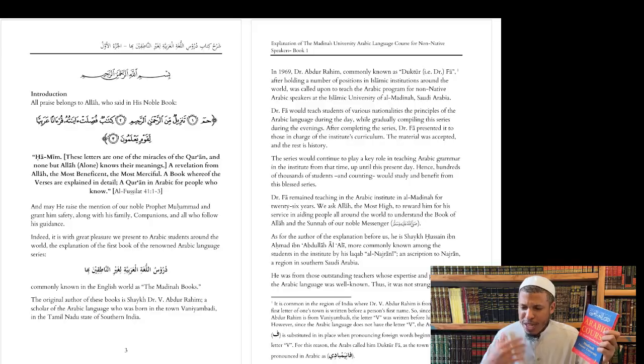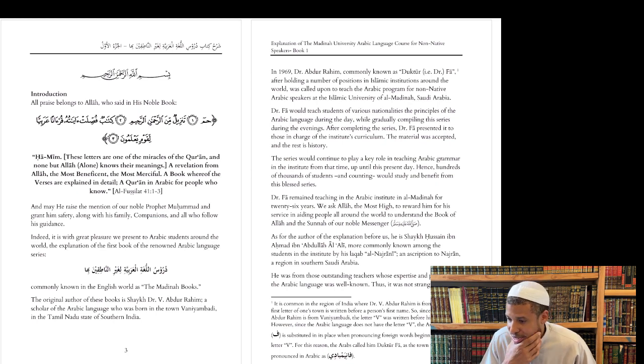So it breaks it down in a very, very unique way, where it takes you step by step in learning the Arabic language and understanding the grammar principles of the Arabic language. So this is the book authored by Dr. V. Abdurrahim. And we explain in the introduction, if you have the book, something about the background of Dr. V. Abdurrahim, as you see here on this page that we have in front of us. And we gave a brief biography of Dr. V.